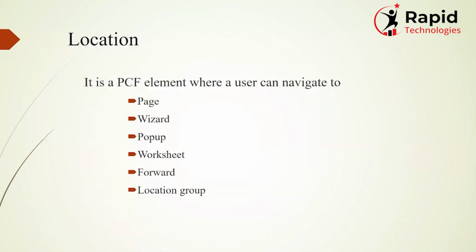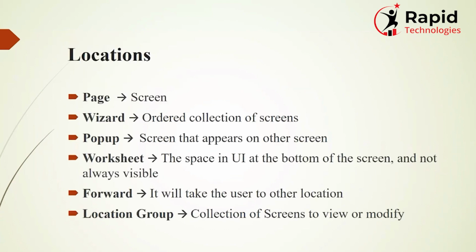Now the next one is location. Location is the place where a user can navigate to. That is navigating from one screen to another screen. These are the list of locations we use: page, wizard, pop-up, worksheet, forward, location group. Now page. Page is nothing but a screen. And wizard. Wizard is a location with an ordered collection of screens. These are used to perform certain tasks. These are like steps to perform.